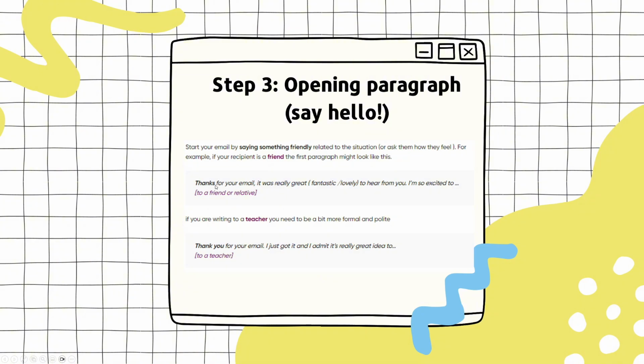If you are writing in a formal way, you have to say thank you rather than thanks. But if you write it to a friend or relatives, you can say thanks. It was really nice. What's up? Something like that, you can use. But if you are writing to a teacher, you need to be more formal and polite. Thank you for your email. I just got it, and I mean it's a really great idea too. It feels very formal when you are writing to someone who is of a higher or different status than you. Okay.